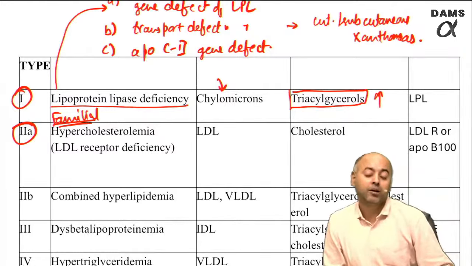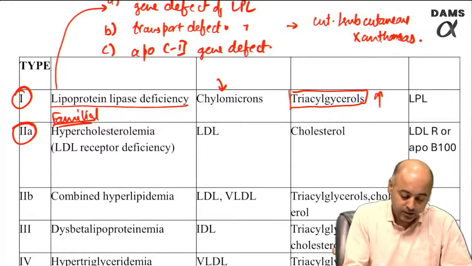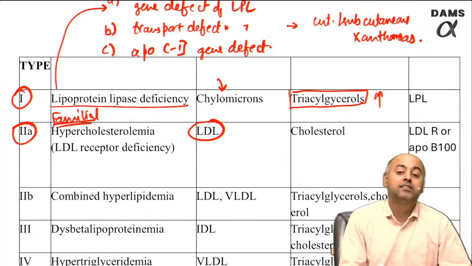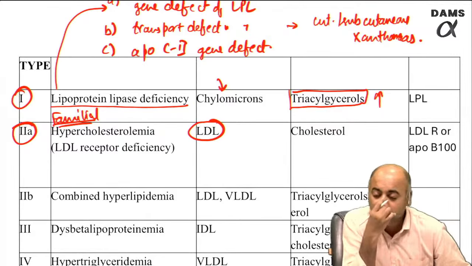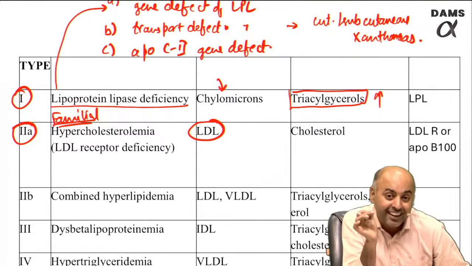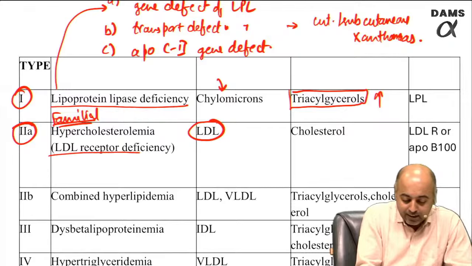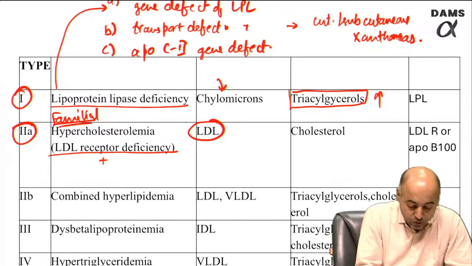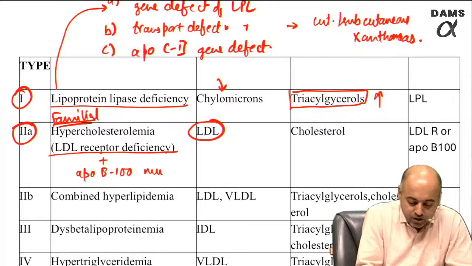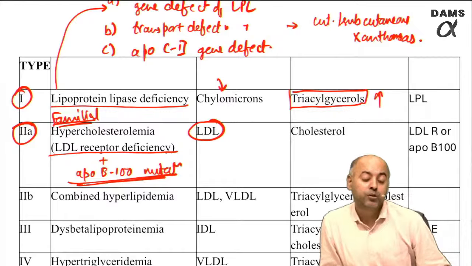Second is the familial hypercholesterolemia, or the condition where LDL level is high. In these cases they can mention a family history of cardiac disease, and very commonly it is due to the LDL receptor deficiency. Please note that it can also be due to the ApoB100 mutation, although this is rare.